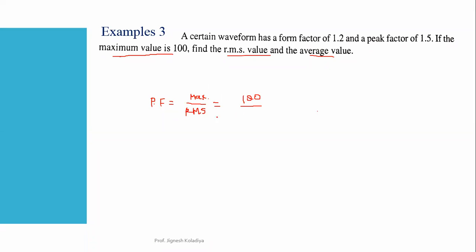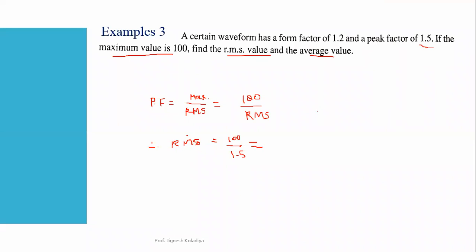So we can write RMS value is equal to 100 divided by peak factor. Peak factor is given as 1.5. That is 66.66. Ready? Yes.